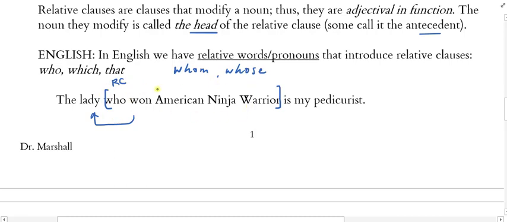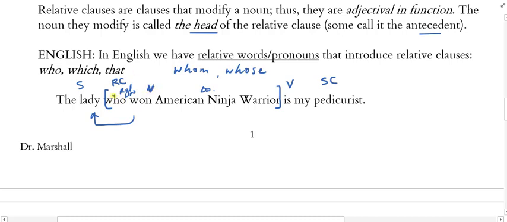If I didn't have the relative clause, I would still have a good grammatical sentence. The lady, which would be my subject, is my verb, my pedicurist. That would be what I like to call a subject complement. And some people would call that a predicate nominative. Okay? The lady is my pedicurist. Now, the relative clause is telling me something about this lady who is my pedicurist. What about her? My relative pronoun is who. And then won is the verb, and American Ninja Warrior is the direct object of that verb. What did she win? She won that contest or that show.